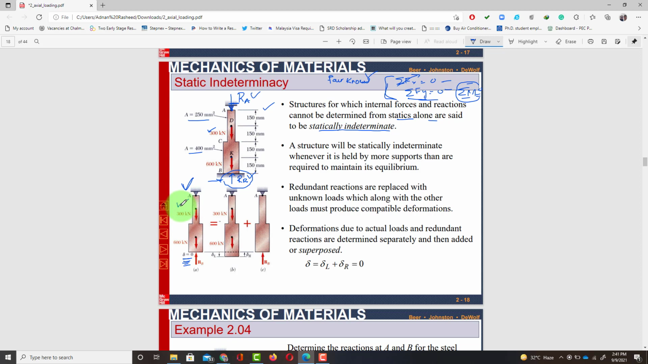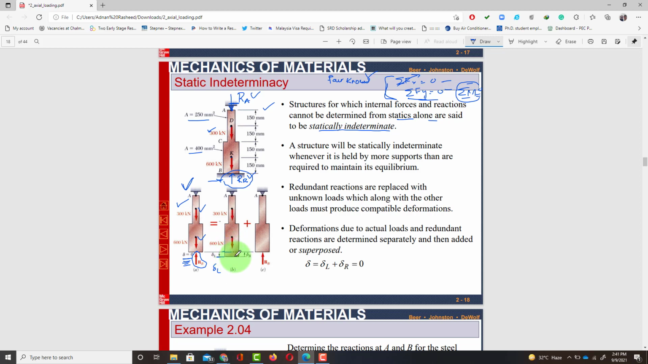So first we will neglect this redundant force or reaction force at point B. If you neglect this force, then definitely you see that due to these forces there will be elongation in this member, and let's say this was its original length, so there will be elongation that is delta L. Clear? Why? Because we have neglected this reaction force at point B.